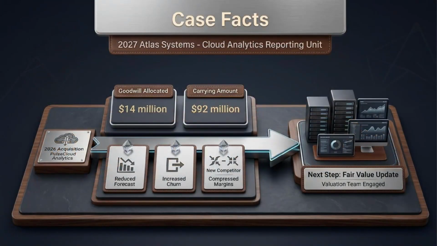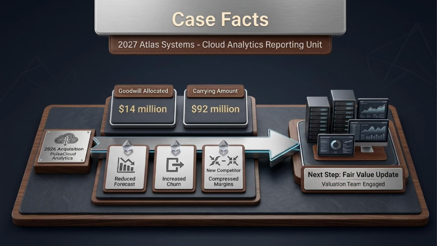Now let us apply the model. In 2027, Atlas Systems reviews goodwill for its Cloud Analytics Reporting Unit, created from the 2026 acquisition of Pulse Cloud Analytics. The business has warning signs. Revenue forecasts have been reduced, customer churn is higher than expected, and a competitor has entered the market with aggressive pricing.